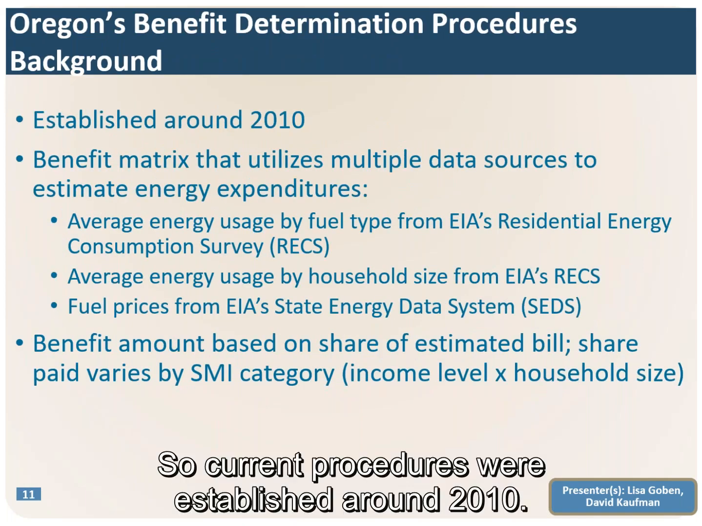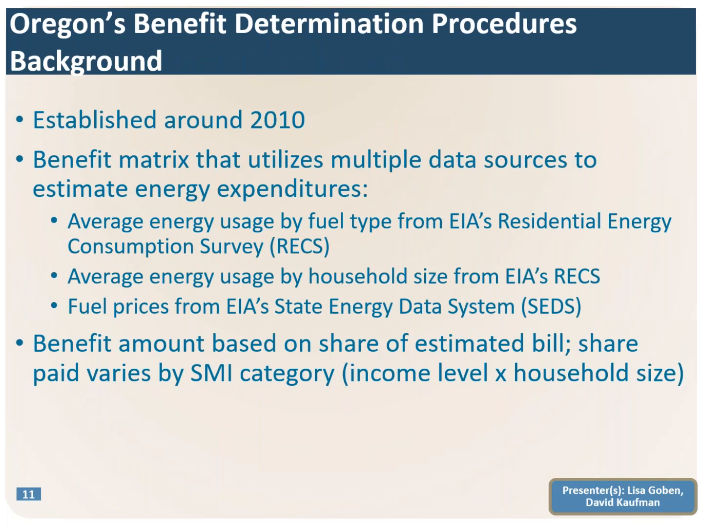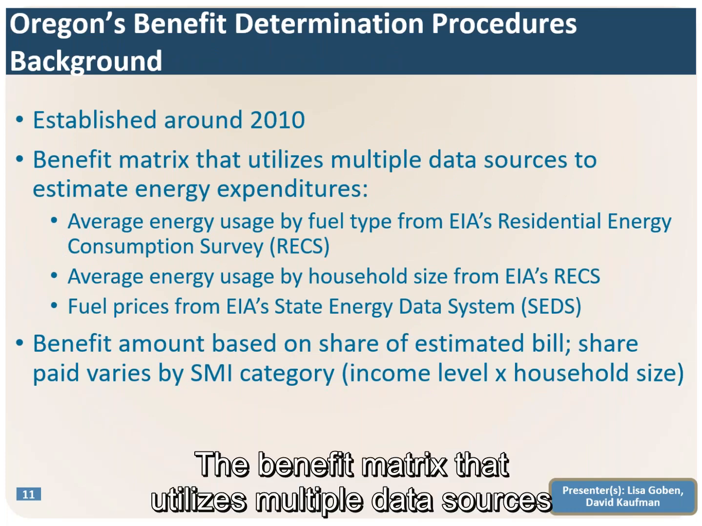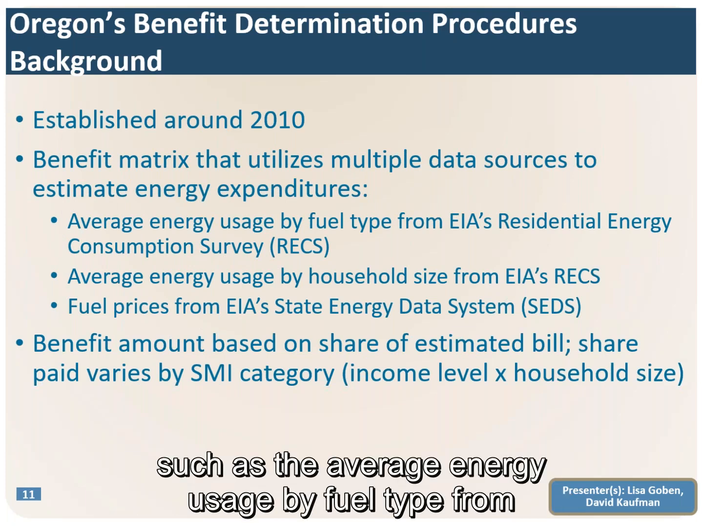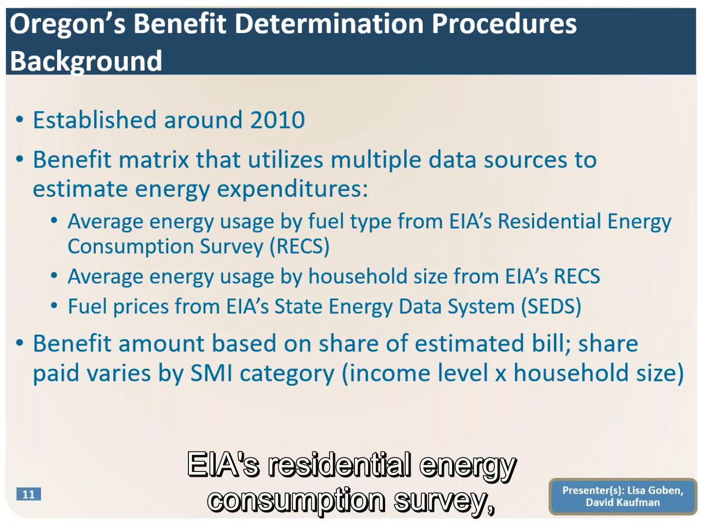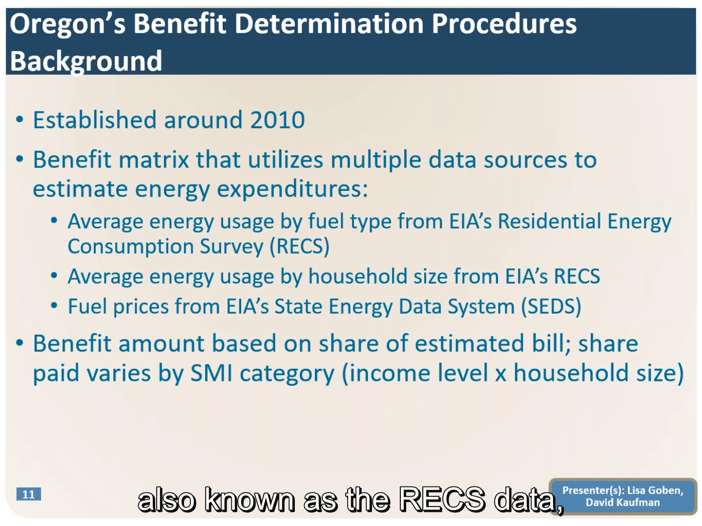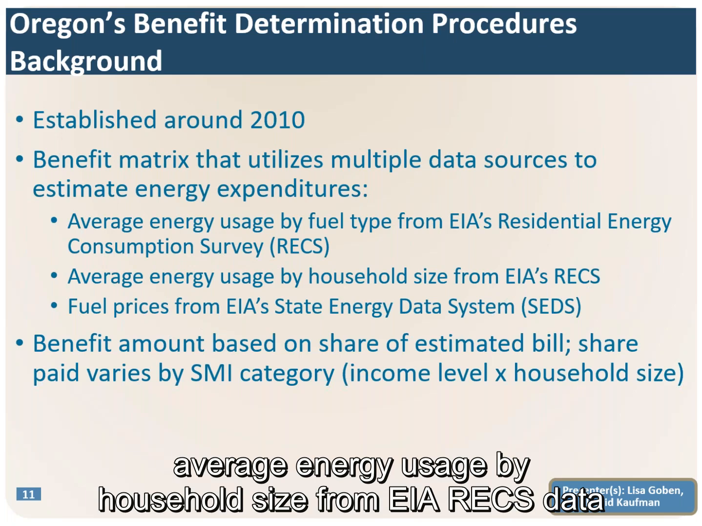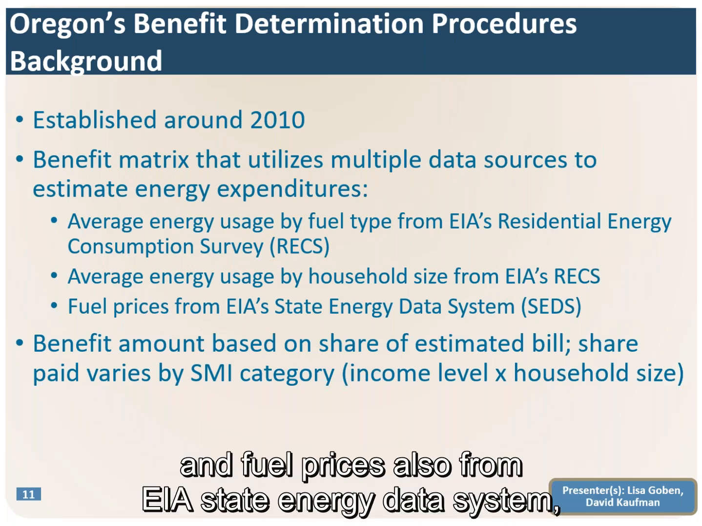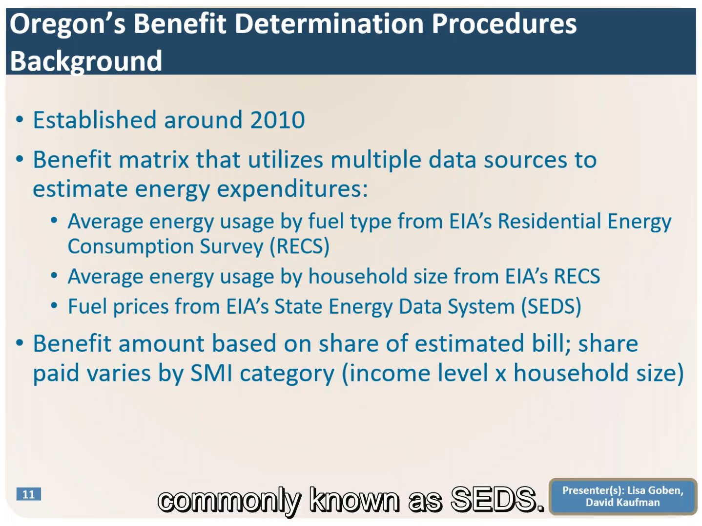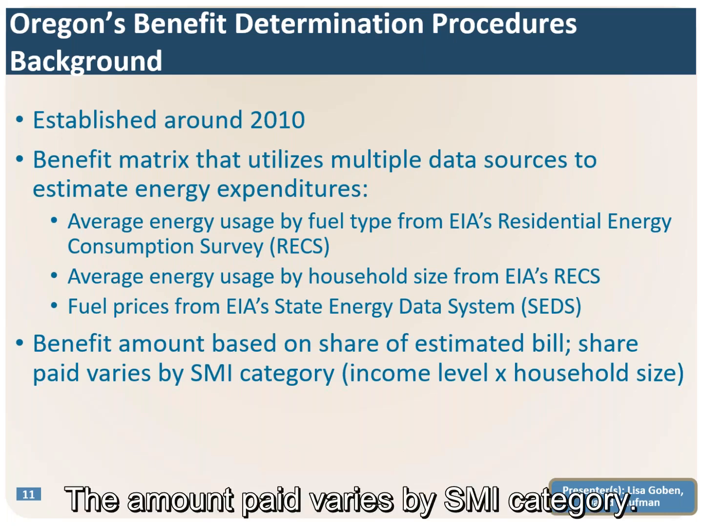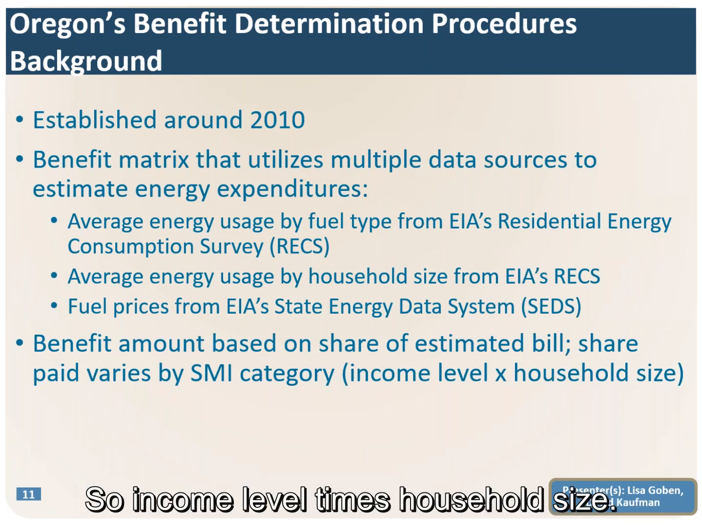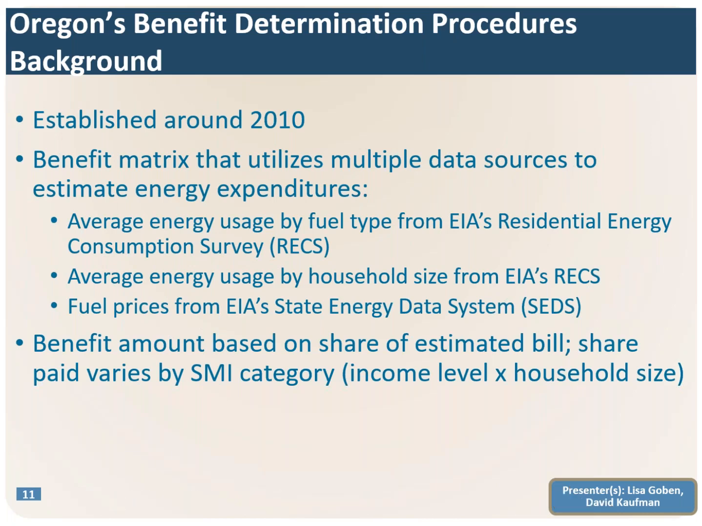So current procedures were established around 2010. The benefit matrix utilizes multiple data sources to estimate energy expenditures, such as the average energy usage by fuel type from EIA's Residential Energy Consumption Survey, also known as the RECS data, average energy usage by household size from EIA's RECS data, and fuel prices also from EIA's State Energy Data System, commonly known as SEDS. Benefit amount is based on share of estimated bill paid, and the amount paid varies by SMI category. So income level versus household size.